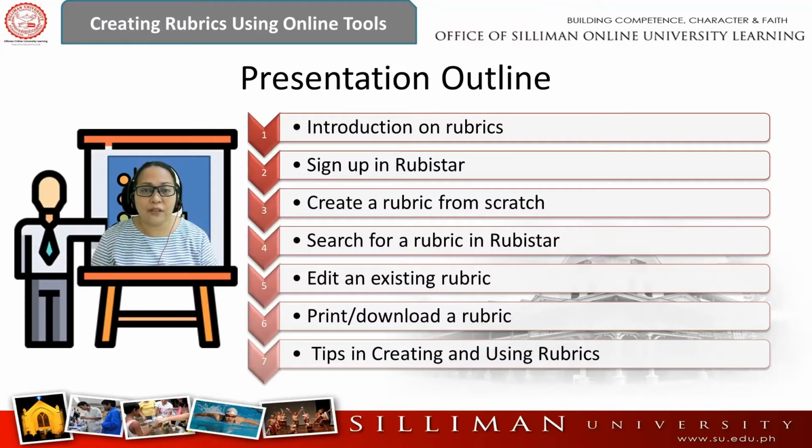Our presentation is divided into 7 parts. We begin with an introduction to rubrics and our rubric tool Rubistar. Then we sign up to Rubistar. Then we create a rubric from scratch. Then search for an existing rubric. Next, we edit an existing rubric to make it our own, and then we print and download a saved rubric. And finally, tips in creating and using rubrics.